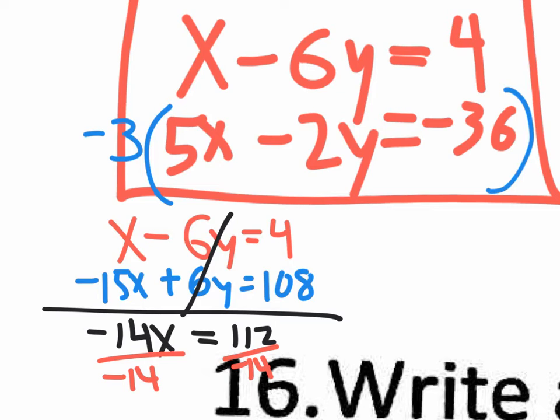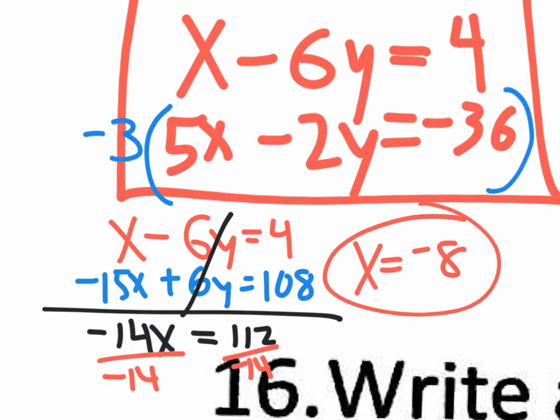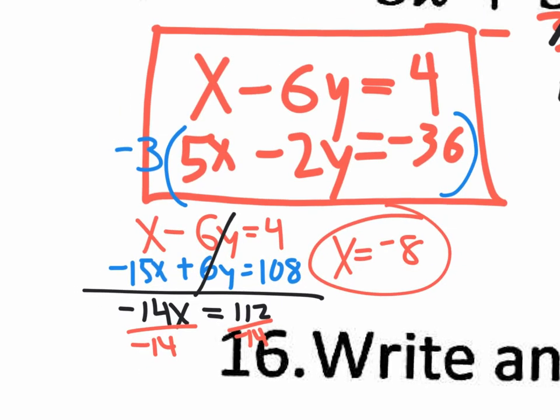Does anybody have a calculator? X equals, so x equals negative 8. Now you still need the y value. So once you have the x, all you have to do is plug it back into any of the original to find the y.